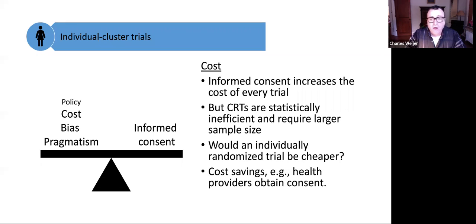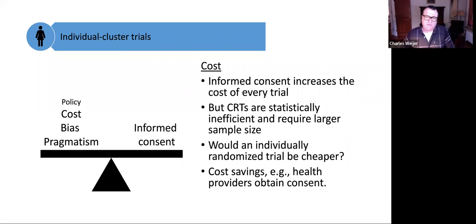What about cost? Cost is, of course, another factor. Informed consent just increases the cost of every randomized controlled trial. I think it's fair to say, right? So we need to be careful about invoking justifications that would allow us to eliminate consent, say, in all randomized trials. So we might say, well, what is it in particular about a cluster randomized trial that's making consent so very expensive?